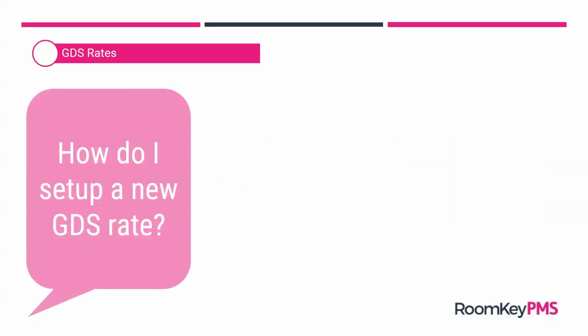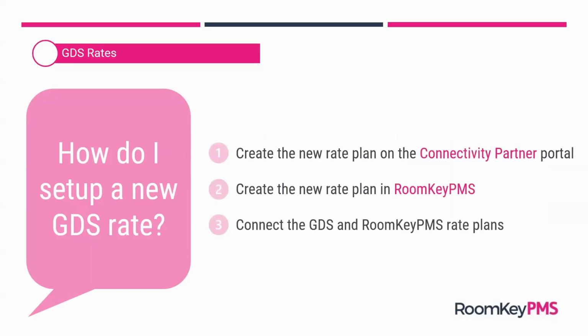Looking at it from the very beginning, you might ask, how do you set up a new GDS rate if you've got a brand new rate plan that you want to distribute through one of those connectivity partners? We're going to follow 3 simple steps. The first step is to create the new rate plan on the connectivity partner. Depending on how the platform is set up, you might have to add room types information. You might have to add pricing and taxing information. All of that must be set up on the connectivity partner platform first.